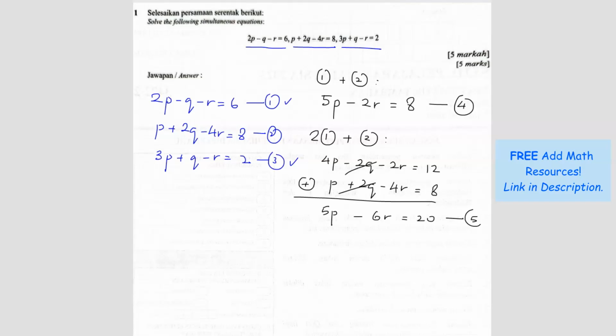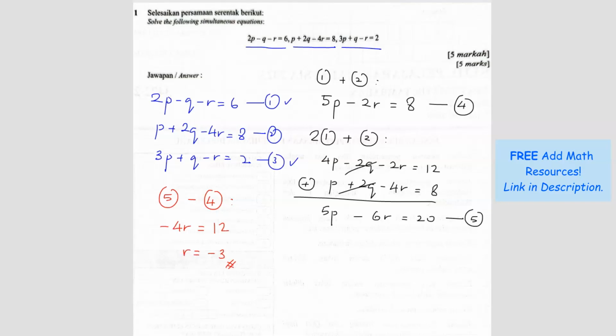This is equation 5. Okay, so now we notice that the P and the P are already the same, so we can eliminate that as well. How are we going to eliminate? We can minus. So I take equation 5 minus equation 4. So 5P minus 5P is 0. Negative 6 minus negative 2, I'll get negative 4. So I get negative 4R equals to 20 minus 8, I get 12. So R equals to negative 3.